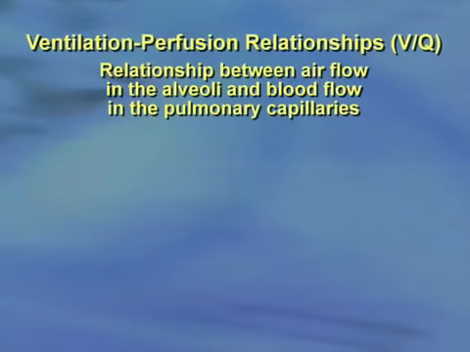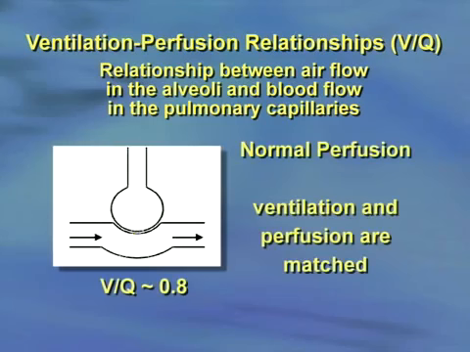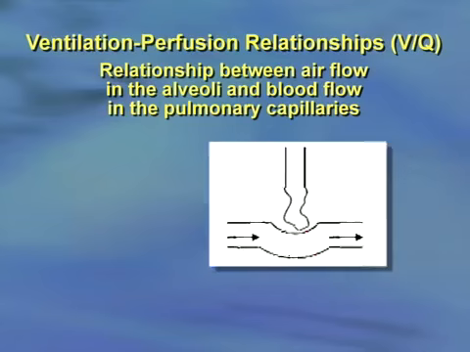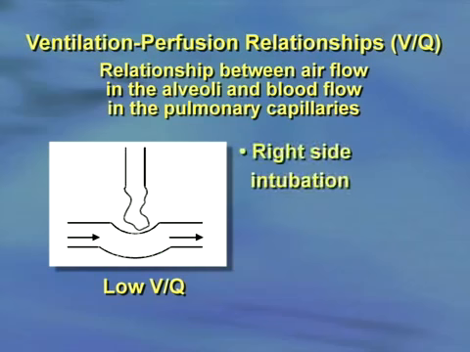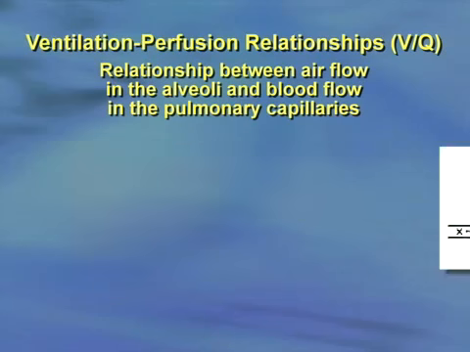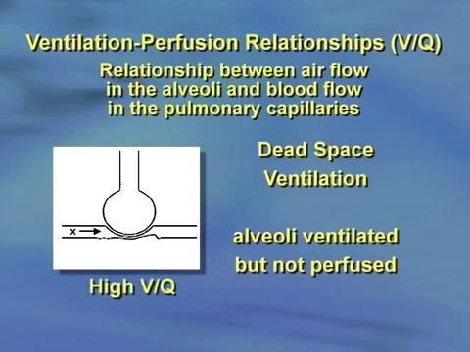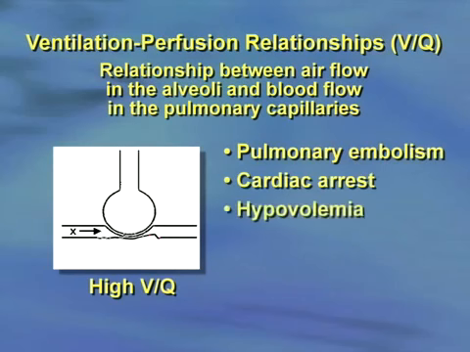It's important to have a basic understanding of the ventilation-perfusion relationship. With a normal patient, the ventilation-perfusion are matched. Low ventilation perfusion is caused when the alveoli are perfused but not ventilated, as in right side intubation, pulmonary edema, or pneumonia. High ventilation perfusion can be caused by pulmonary embolism, cardiac arrest, hypovolemia, or shock.